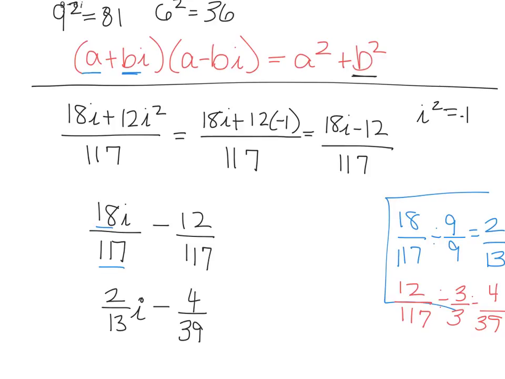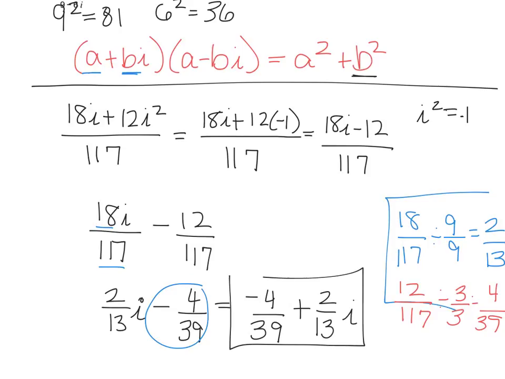Now I have a simplified answer, but remember I want to write this in a plus bi form. So that just means I'm going to take my negative 4 over 39 and place that first in my answer, and then add that to the 2 over 13 i. And that is my final answer.